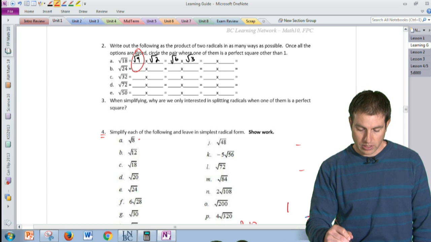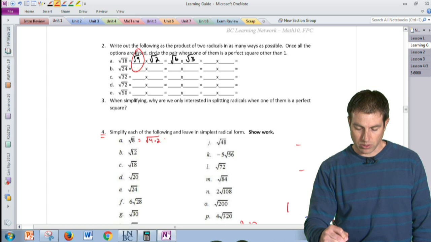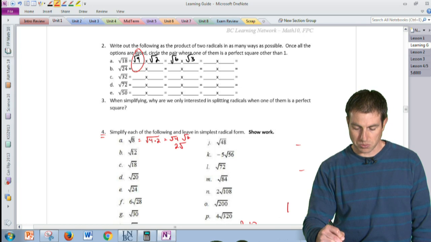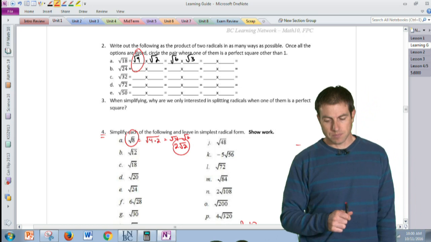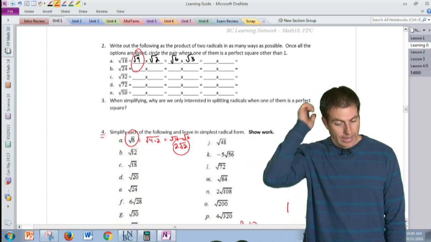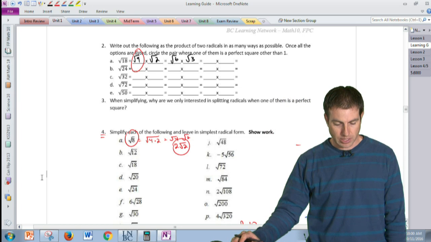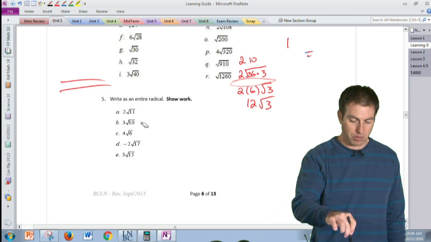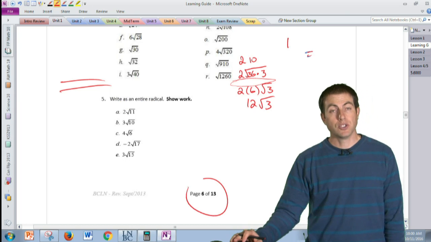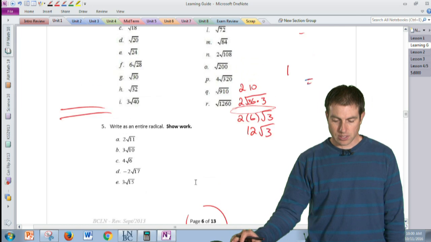Number 4 here, it just wants you to break these down. So 8 is 4 times 2, and the square root of 4 times the square root of 2 is going to be 2 times root 2. So the square root of 8 is the same thing as 2 root 2. These do take practice. They do take time. And you guys will be really good at them by the end of all of that work. So essentially you're up to everything except number 5 on page 6. Should be done for next day. Hopefully that's clear.